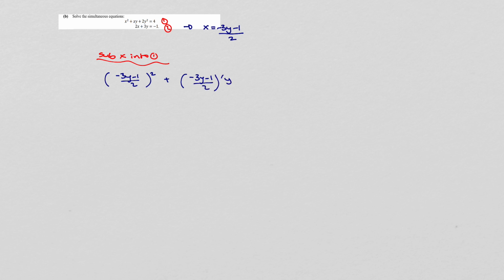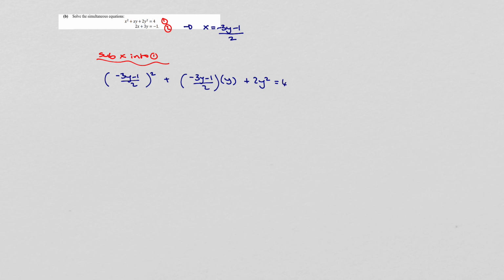So I'm going to basically take equation 2 and rearrange it so that I get 2x equals minus 3y minus 1, and then I'll divide across by 2 to get x on its own. So I'm going to sub x into equation 1. So wherever there's an x I'm going to put minus 3y minus 1 over 2. That'll be squared plus x times y plus 2y squared, and that equals 4.